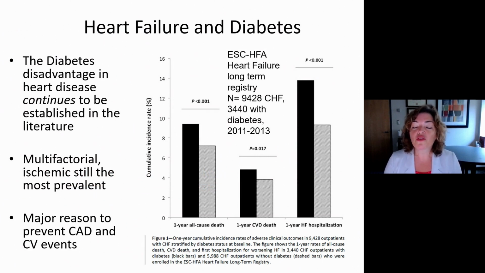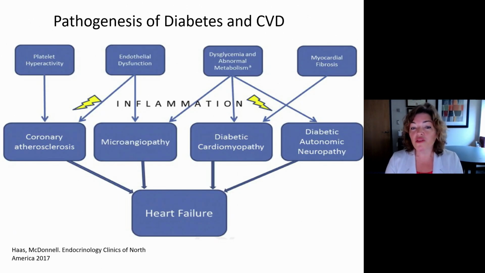So just reminding you that heart failure is very common in diabetes, and we know that people with diabetes and heart failure have higher rates of death than people with heart failure and other comorbidities. And the pathogenesis, it's complicated, but we think it's related to longstanding exposure to high blood sugar in addition to cardiovascular atherosclerosis.